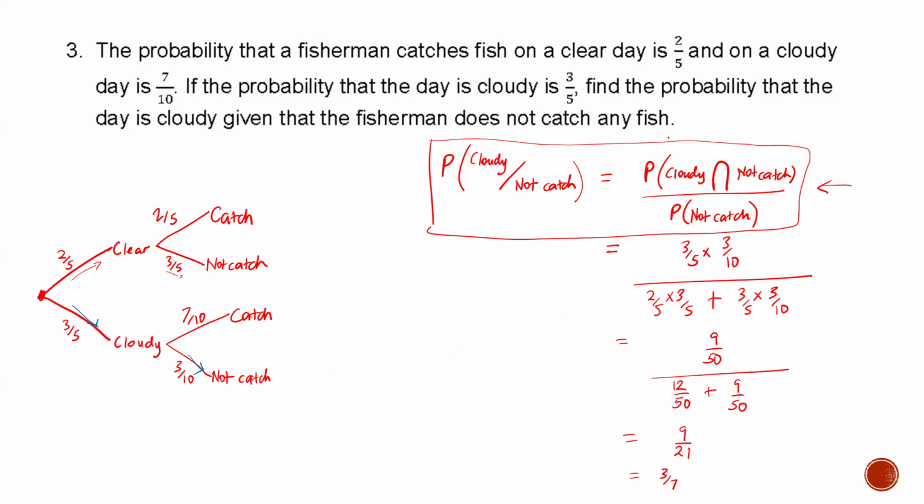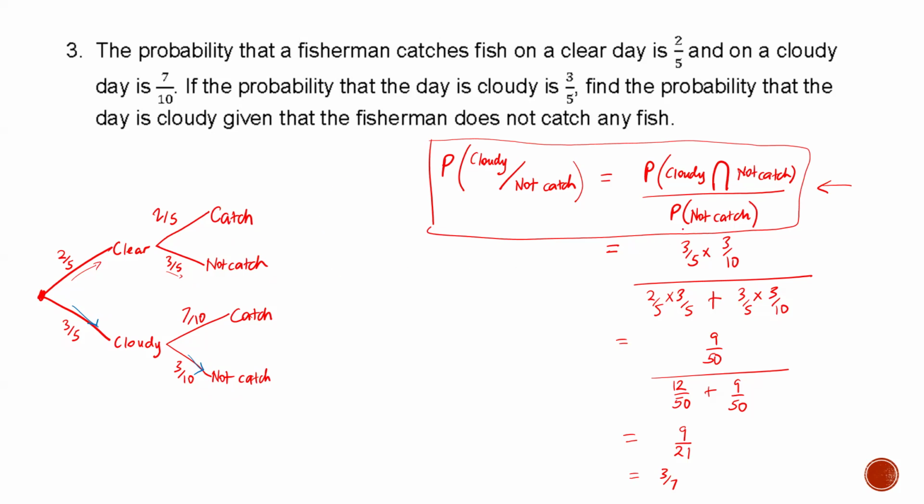So we divide when it was cloudy and he didn't catch, which is the intersection of cloudy and not catching, which is 3 out of 5 times 3 out of 10. The reason we multiply is because if you interpret this tree diagram as it is, it's saying that there are 3 out of 5 chances of it being cloudy. And when it is cloudy, 3 out of 10 of the times he won't catch fish. So for it to be cloudy and for him not to catch, you have to multiply those two probabilities, 3 out of 5 times 3 out of 10. And all these probabilities come from the question. You just need to follow through on that.